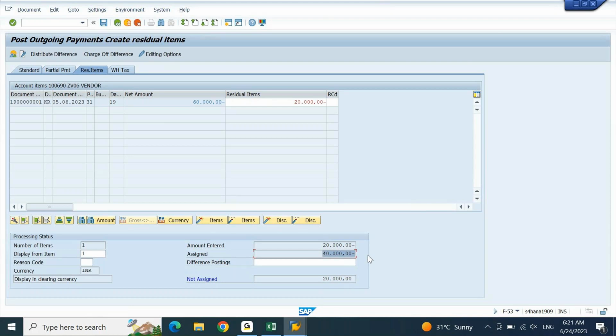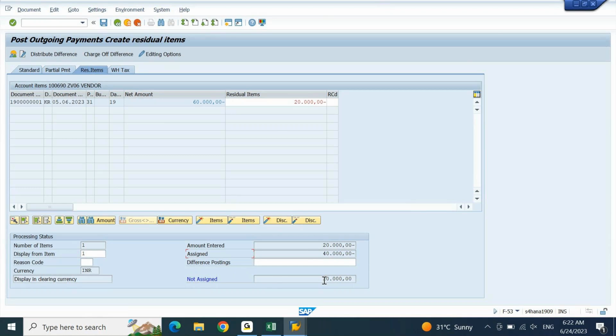According to me, my payment amount is 20,000. When I put 20,000 here, this 20,000 is not becoming into the assigned column. Whatever I put is going into the non-assigned column. In partial payment, this is happening the opposite way, correct?